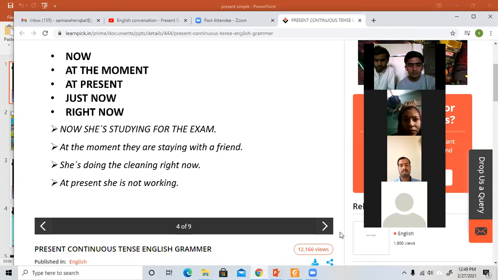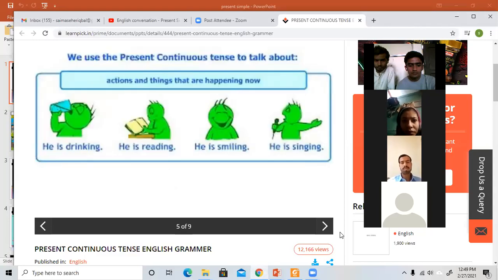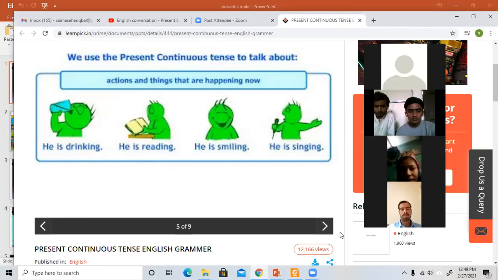Now let's go next. We use the present continuous tense to talk about actions and things that are happening now. So when you look at this picture, he is drinking, reading, smiling, singing. So many actions. When you go out and look at the marketplace, what will you see? When you look out of the window of your house, what will you see outside? You will see a lot of activities happening. People are shopping, buying things, driving, talking, sitting and chatting. So present continuous tense is very easy to understand, as we talk about actions that continue.